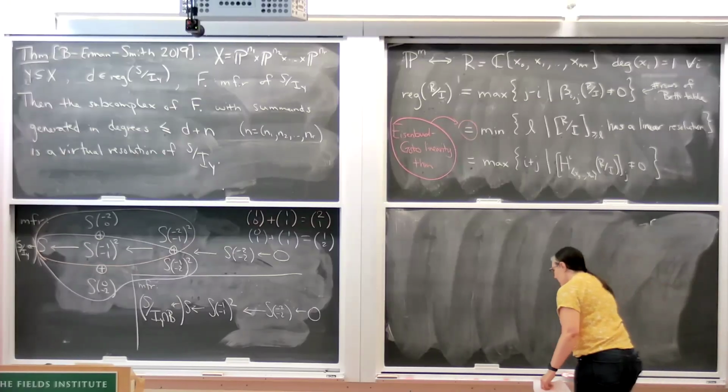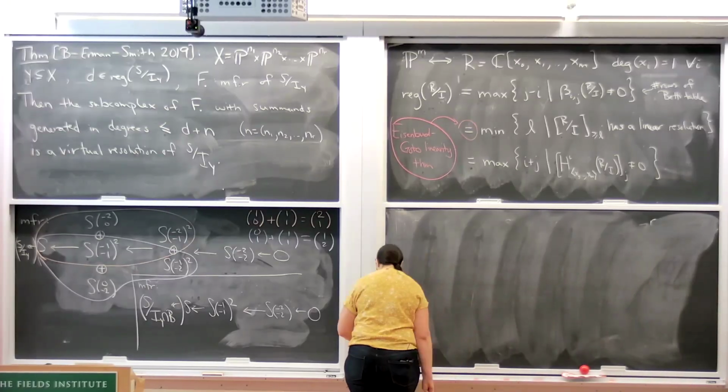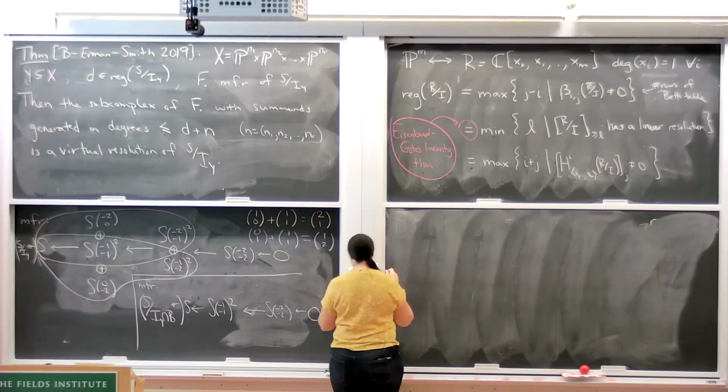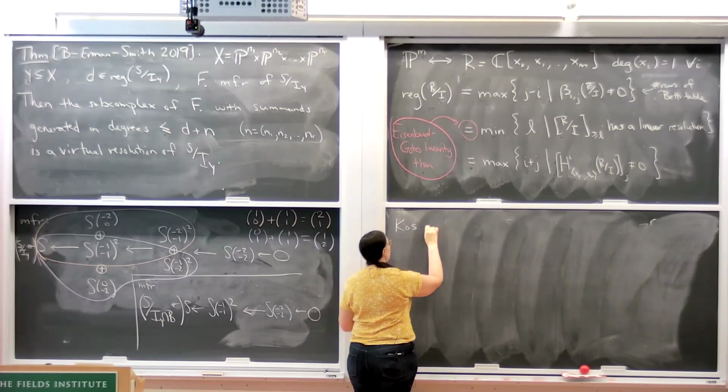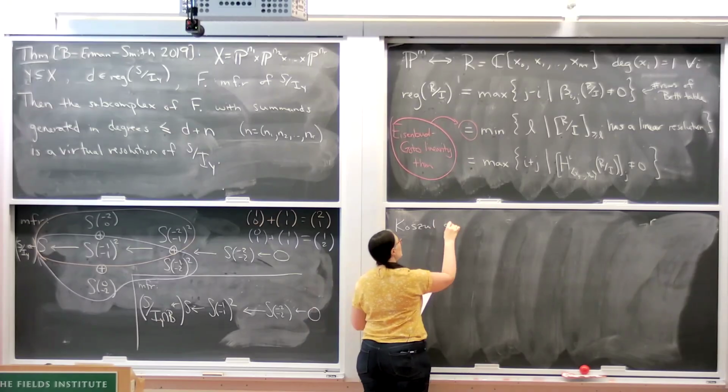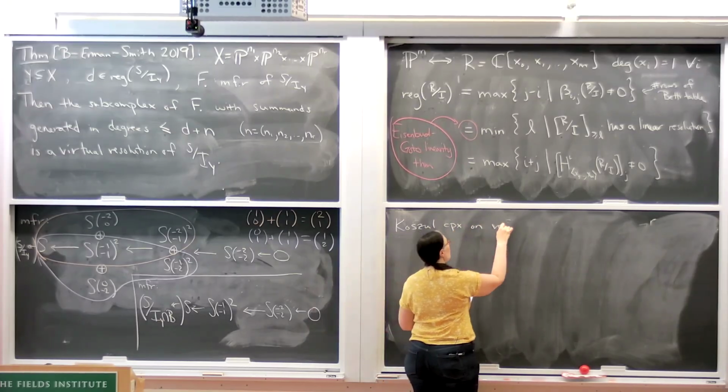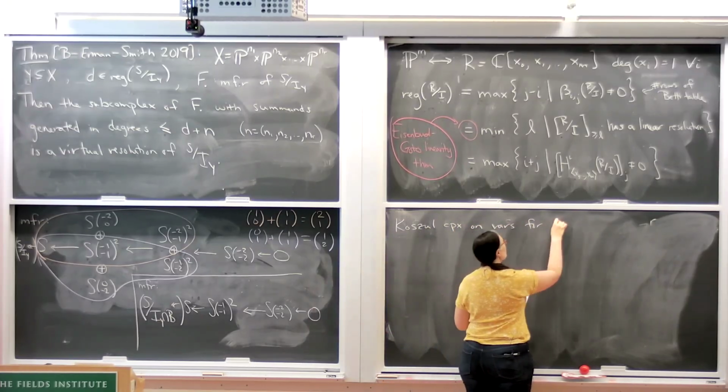Instead of writing down a formal definition. All right, well, first, let's see. So let's actually do the Koszul complex first, just because then you can understand the picture. Koszul complex on the variables for P1 cross P1.